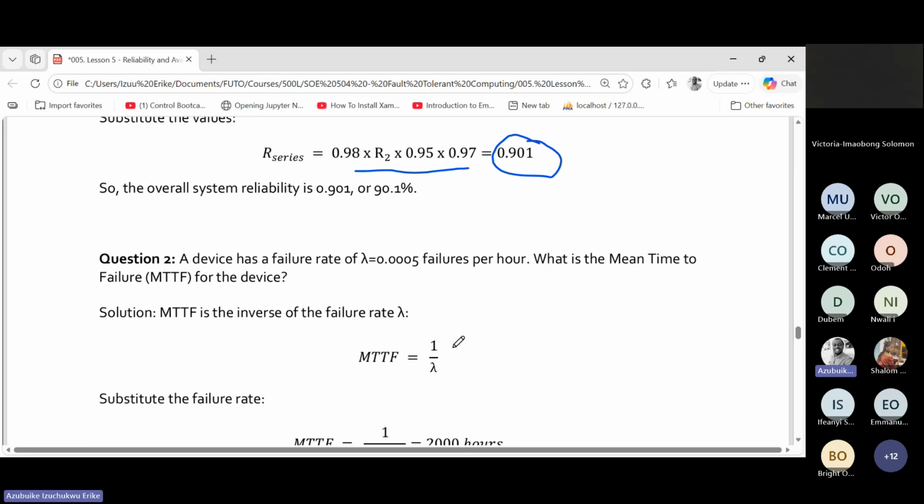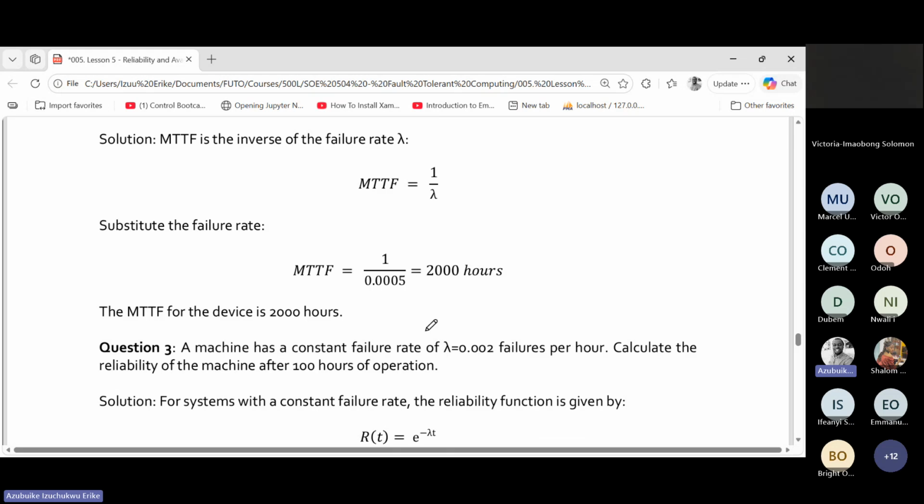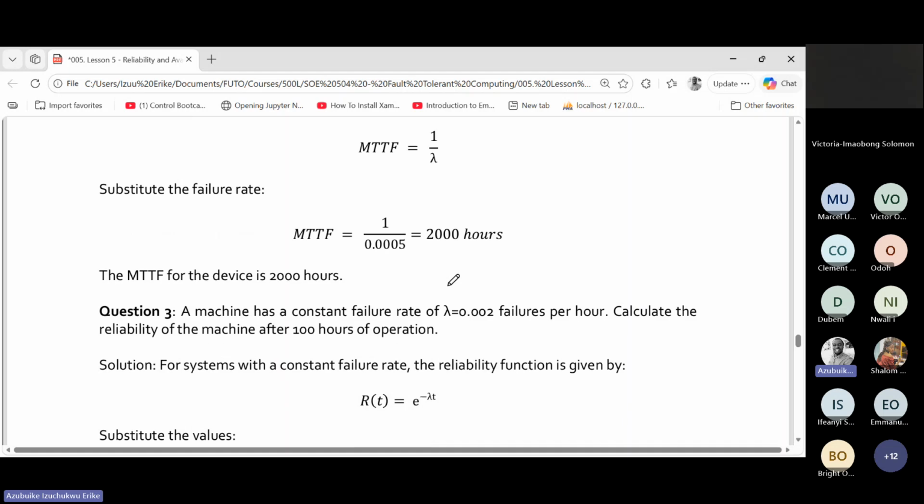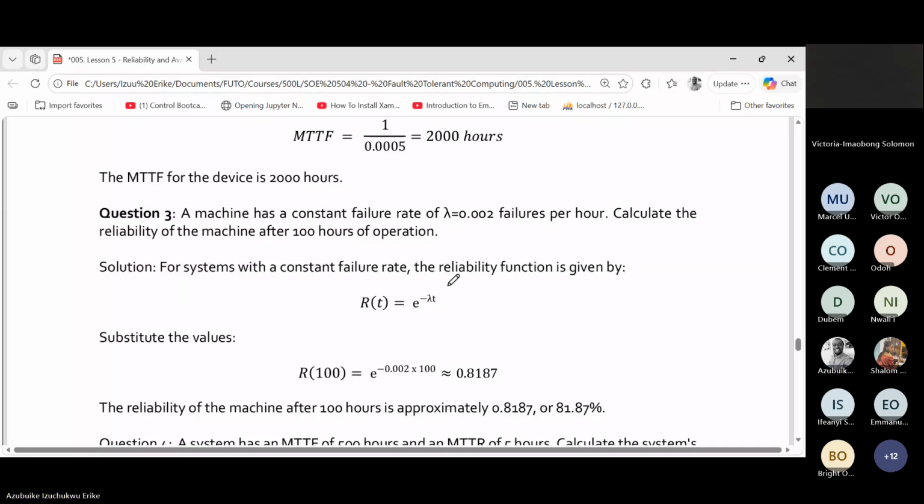Now we have question 2. A device has a failure rate of lambda equals 0.0005 failures per hour. What is the mean time to failure for the device? The solution is just 1 over lambda. So you have 1 over this, giving us 2,000 hours. Now you have question 3. I hope all these things are clear.